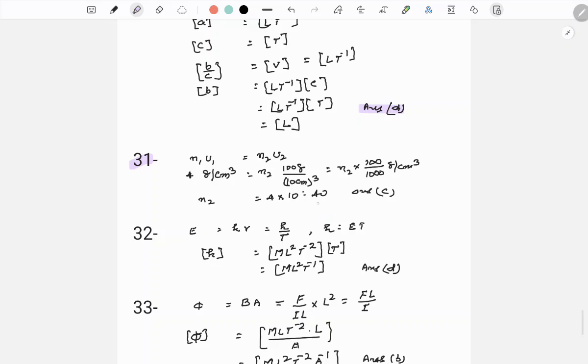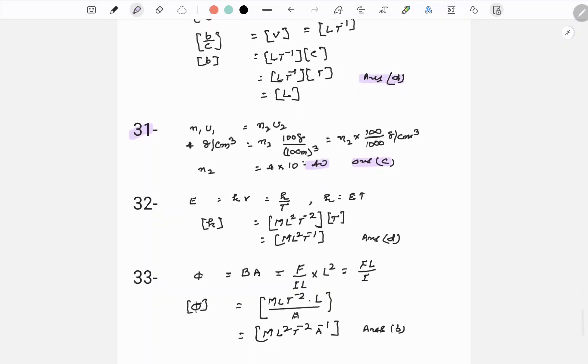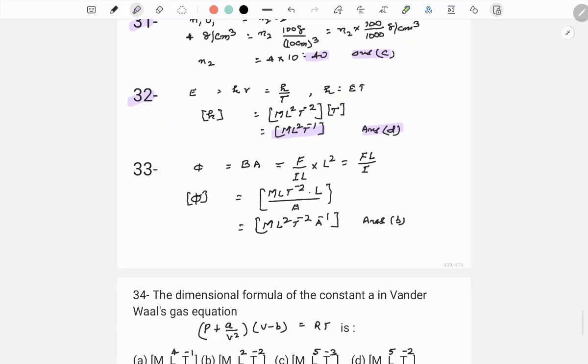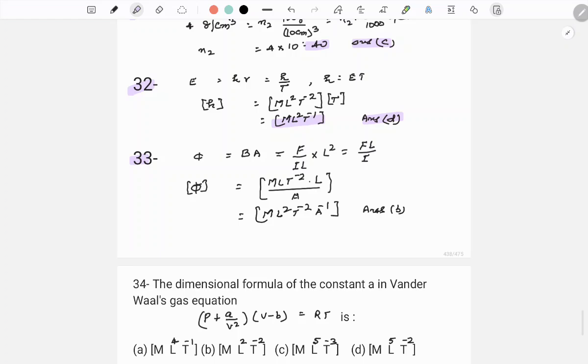31st. N2 is 40. Answer is C. 32. Dimensions of h are M L square T to the power minus 1. Answer is D. 33rd. Dimensions of flux, magnetic flux is M L square T to the power minus 2 A to the power minus 1.